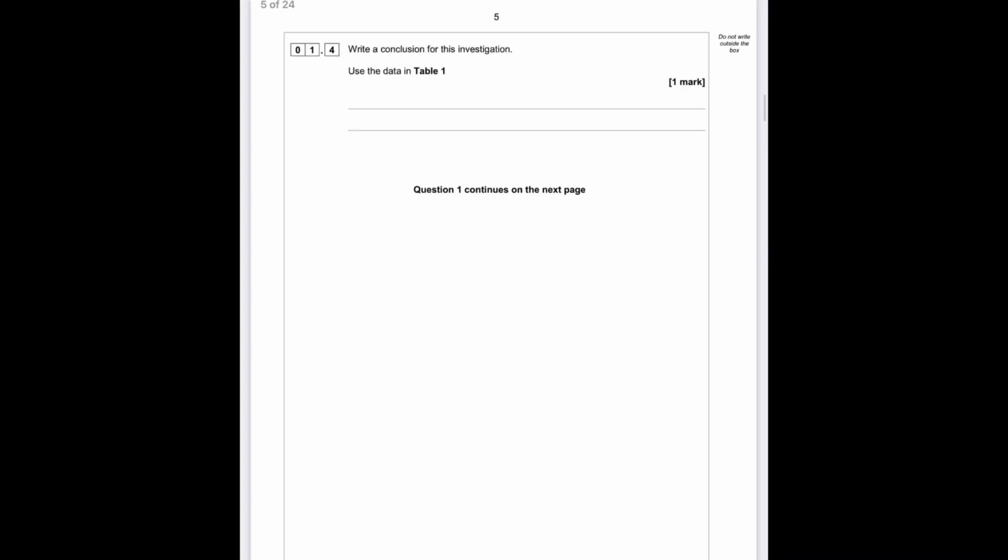For this last part of the question, we have to look at our results table and we have to write a conclusion for the investigation. So looking at our results table, we can see that it is a positive correlation, which means that as the resultant force is increasing, the acceleration is increasing.